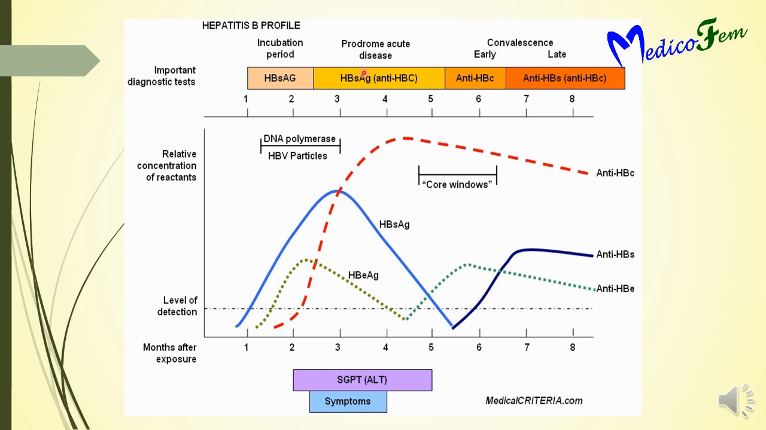Second phase is acute disease, where surface antigen and antibody against C antigen are present in the blood, there is elevation of the liver enzyme, and the patient is symptomatic. Third phase is the convalescent phase, which is early and late. In the early phase, there is presence of antibody against C antigen, and that is the core window. This period is known as the core window period. Only antibody against C antigen is present, along with a low level of anti-HBe antibody.